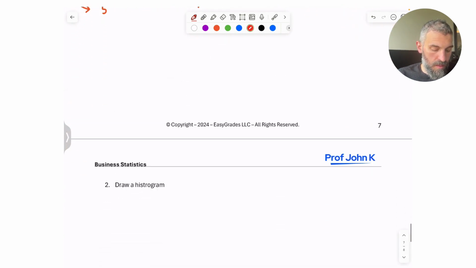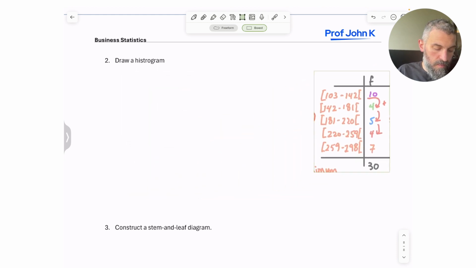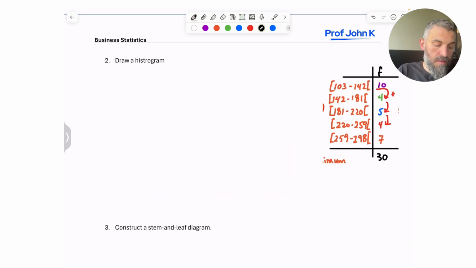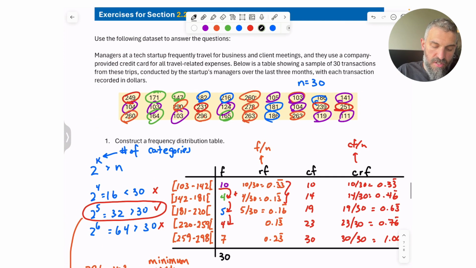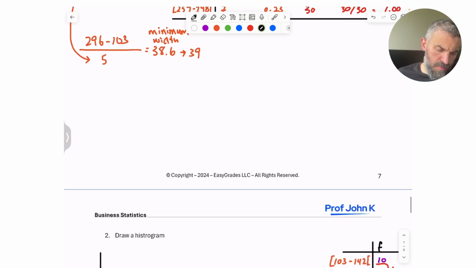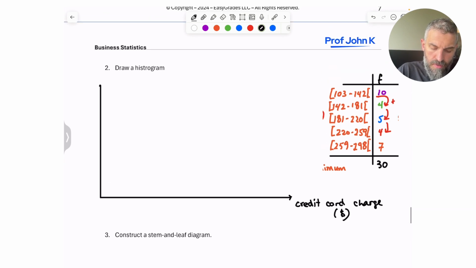Perfect. The next thing I want to do is draw a histogram. And so I'm going to just grab this first part of my table, bring it here. So let's begin. I'll draw our axes. So the x-axis here is whatever the subject was. The subject for us was credit card transaction. So I'll put credit card charge in dollars, and y is our frequency.